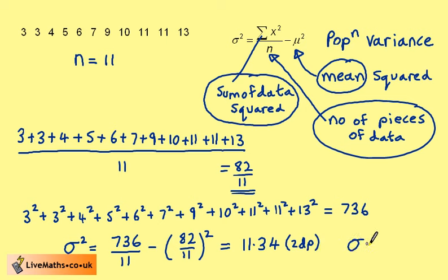For the standard deviation, all we need to do is take the square root of this result, and we get 3.37, correct to 2 decimal places.